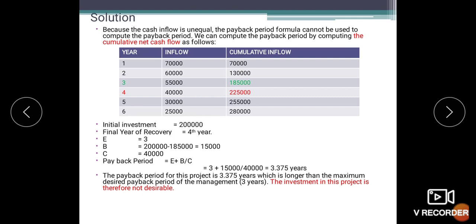So that's how we can calculate the payback period when the cash inflows are unequal. You need to remember 2 things. First of all, the formula is payback period is equal to E plus B divided by C when the cash inflows are unequal, and when the cash inflows are unequal, you need to cumulate them.